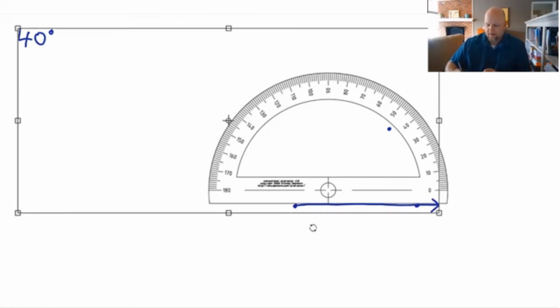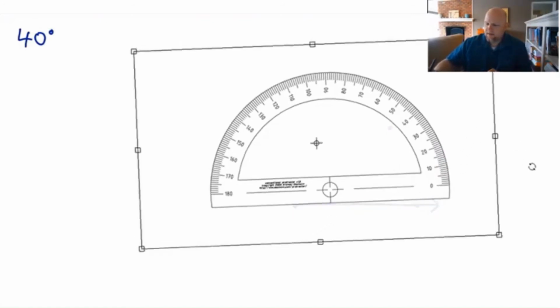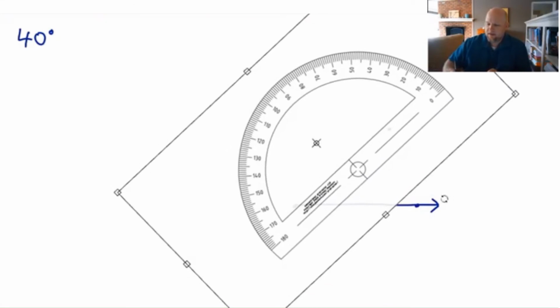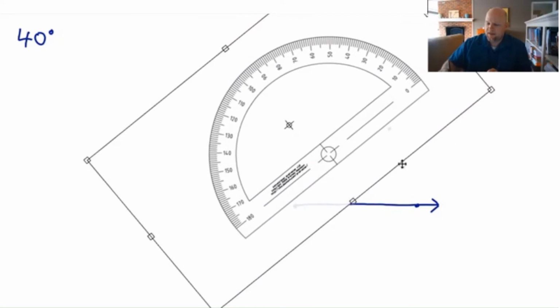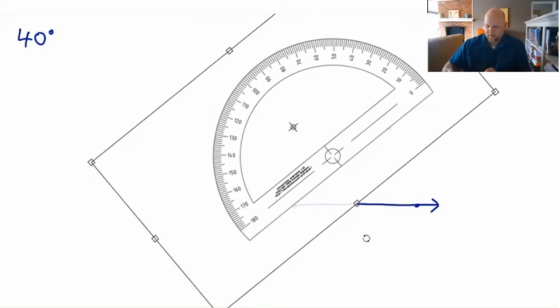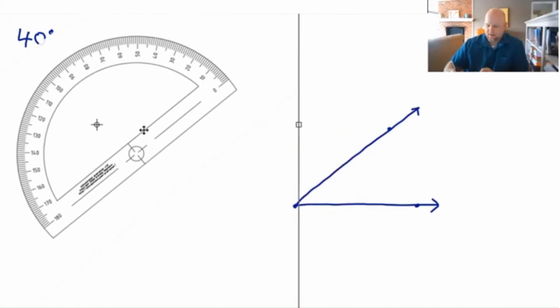Then I'm going to rotate this around so that I can place it directly on the next line. Then I draw my line, once again using that straight edge, up through that angle. Then we can see that when we move this out of the way, our angle that we're left with is 40 degrees.